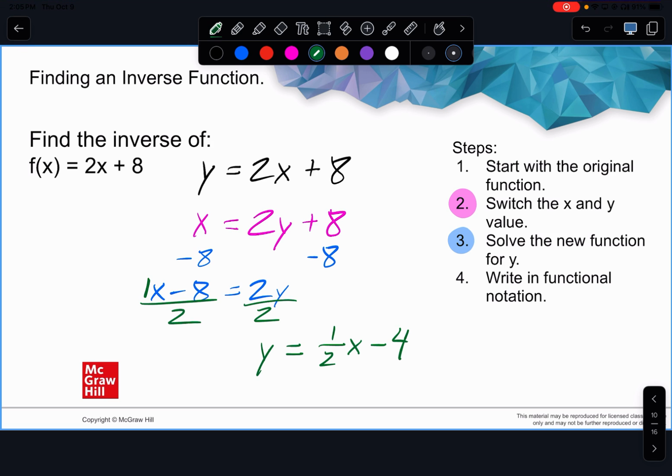Now this is that last step. I'm going to put this one in purple right here. We have to write this in function notation. So all I'm going to do is take that y and put f to the negative first of x equals 1/2 x minus 4. And that would be my final answer. So if it says write it in function notation, you need to have the f to the negative first.